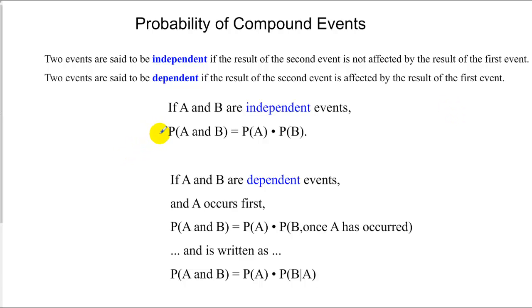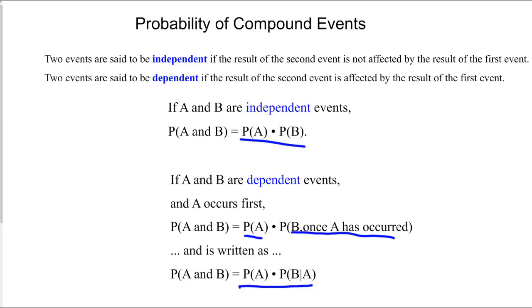So if we have two events A and B that are independent and we want to find the probability of A and B occurring, we multiply those two probabilities together. If we have dependent events, so one depends on the other, then what we're going to do is find the probability of A and multiply that by the probability of B once A has occurred. And that's also written in this form right here, probability of A times the probability of B given A. That means once A has already occurred.